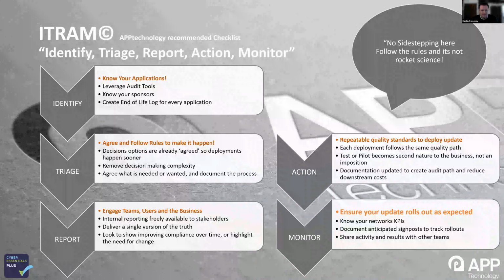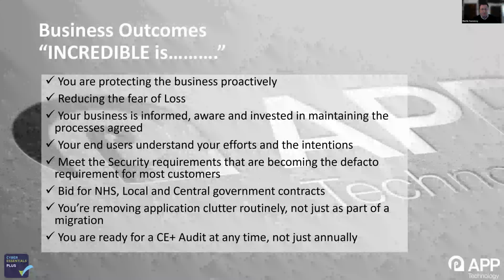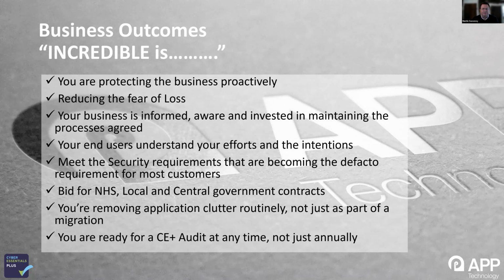So what business outcomes can you expect from putting all of this work, and it's hard work, into CE+ compliance? Well, this is where you can take the good news to the business, because business outcomes is what this is all about. Run properly, you'll see that you are protecting the business and reducing business risk. You're reducing the fear of loss, whether that's the fear of malicious activity impact or the fear of failing to meet customer certification requirements. Remember that you're stating that security is key to how you operate as an organization.